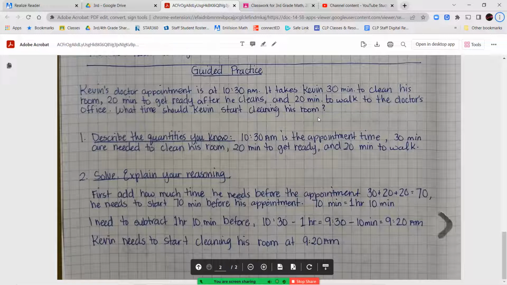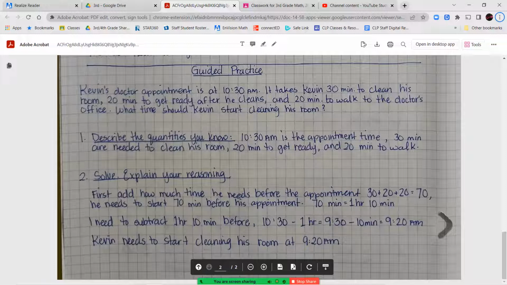So my first question says, describe the quantities that you know. So describe the numbers that are in the question. What do they mean? So I know 10:30 is the appointment time. 30 minutes are needed to clean his room. 20 minutes are needed to get ready. And then another 20 minutes are needed to walk to his appointment.